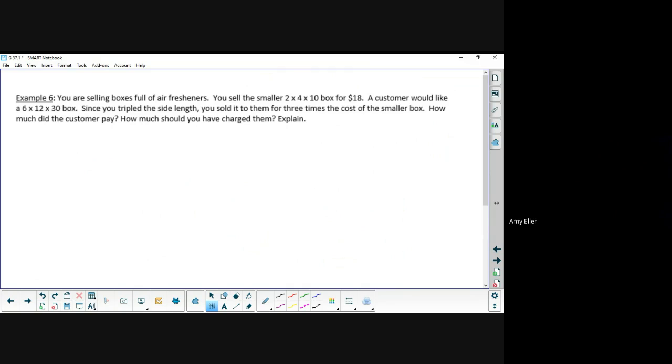So let's write down sides, perimeter, area, volume. When you buy a box of air fresheners, are you buying one side of the box? Are you buying the perimeter of the box? Are you buying one side's area or the surface area outside? Or are you buying the inside volume? You're buying the volume.